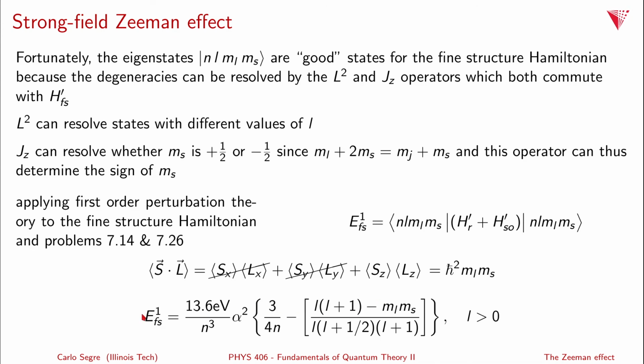the energy correction for the fine structure, including the relativistic term, is 13.6 electron volts over n cubed times the fine structure constant squared times the quantity 3 over 4n minus [M sub L M sub S over L(L+1)]. So this is the spin orbit term. And this is from the relativistic term, divided by L times (L plus a half) times (L plus 1). And this holds for L greater than 0. L equal to 0 gives you a little bit of a problem here, but it can be calculated another way.